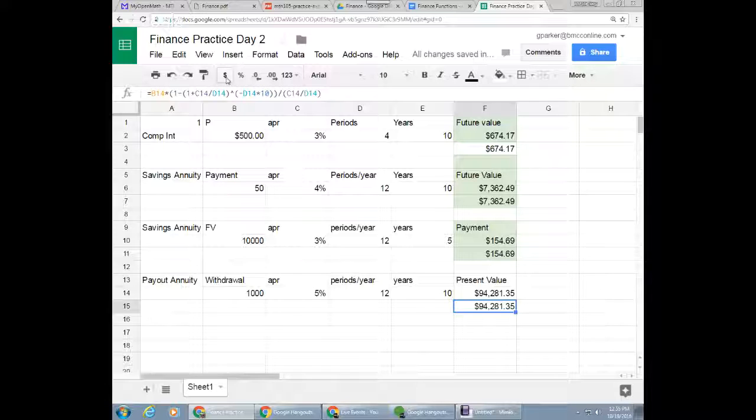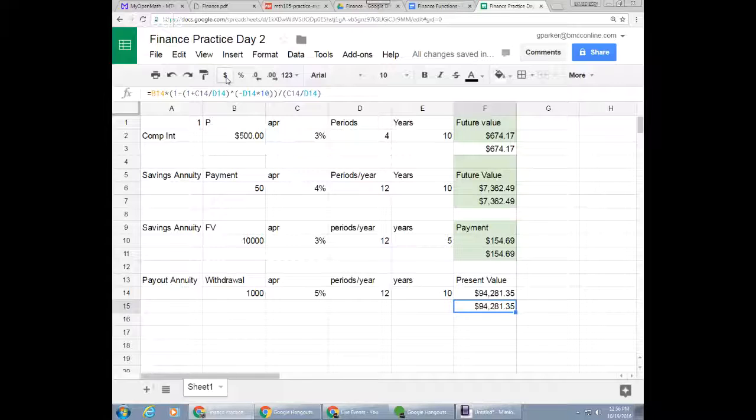And then you go to the bank and you say, hey, bank, I need $94,281.35 right now. And they said, okay, how long do you want to borrow this money for? And you say, I don't know, how about 10 years? And they say, hey, we got a great deal at 5%. Guess what your monthly payment would be? $1,000. Yeah, that's the reverse of this problem right here. It turns out a payout annuity and a loan are exactly the same thing, mathematically speaking. 2 different scenarios, same formula.